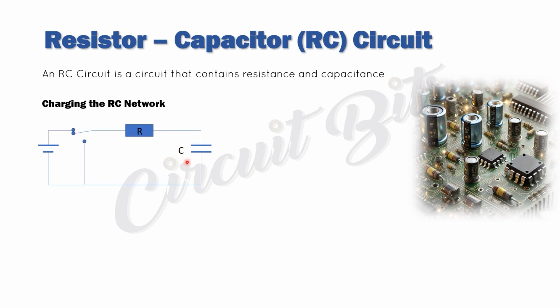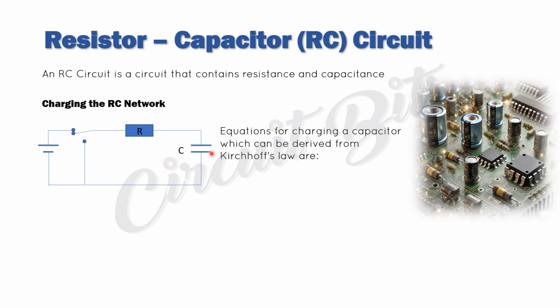So if we have a circuit like this, this is our voltage source, we have our resistor, and we have a capacitor connected like this. Okay, so this is our RC network. Then we have a switch. This switch can toggle between the voltage source or the negative. When the switch is on the side of the voltage source, it charges up this network. And when the switch is on the side of the negative, it helps discharge this network.